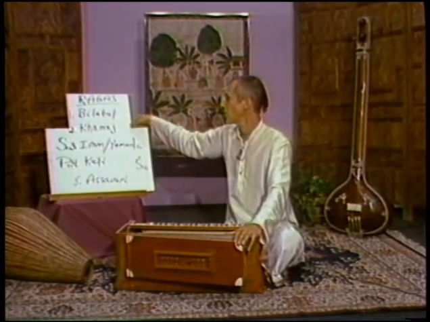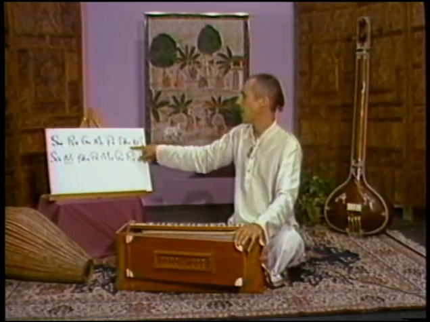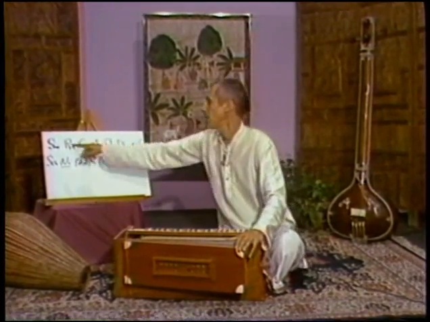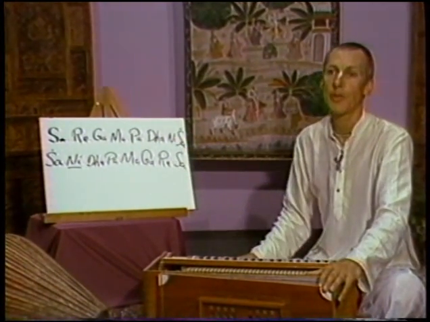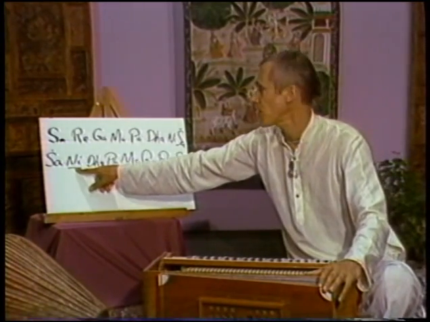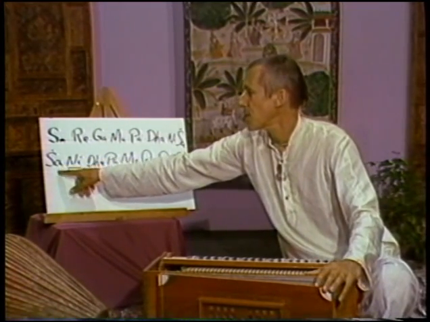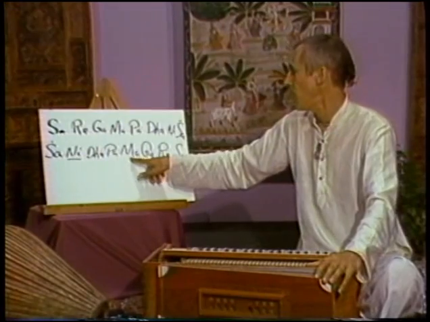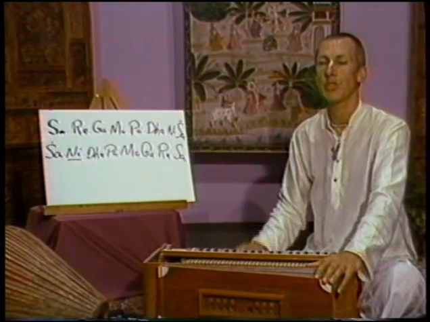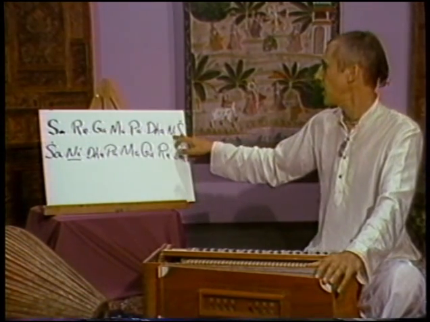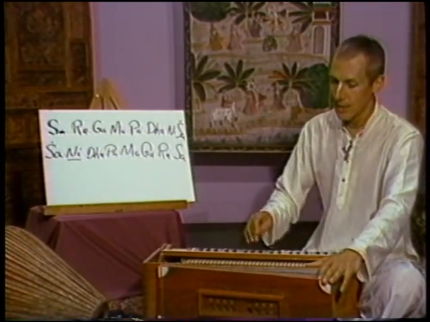Let me show you the difference. Going up, we have the same as the Bilabal raga. Sa, re, ga, ma, pa, da, ni, sa. But coming down, we have a different situation. The ni changes to a komal ni. So going down, the avarohan is sa, komal ni, da, pa, ma, ga, re, sa. So that means that every time we're going up the scale, we hit the shuddha ni. And every time we come down, we have to play the komal ni. And that sounds like this.